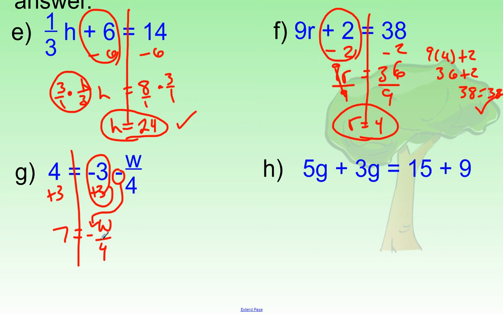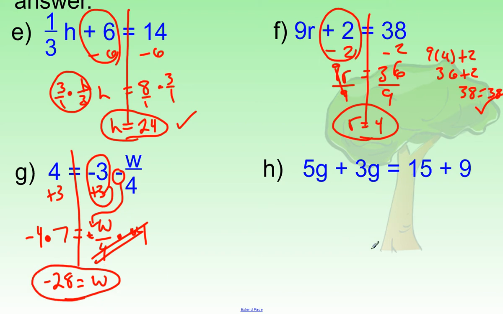And since the w is being divided by a negative 4, we can multiply by a negative 4 to cancel it out. So the negatives cancel, the 4's cancel because one's to divide, the other's to multiply. It gives me w equals, and over here, negative 4 times 7 is negative 28. And if you checked it out, it does work out. That is the correct answer.